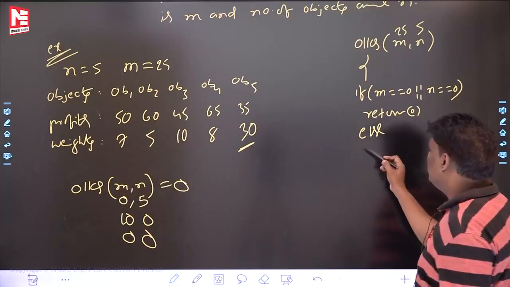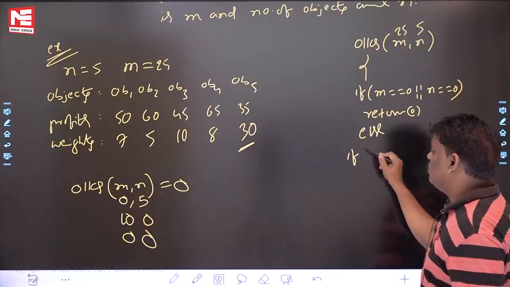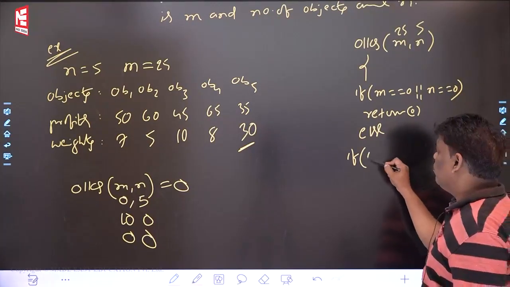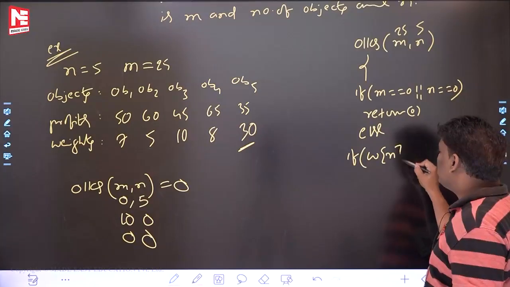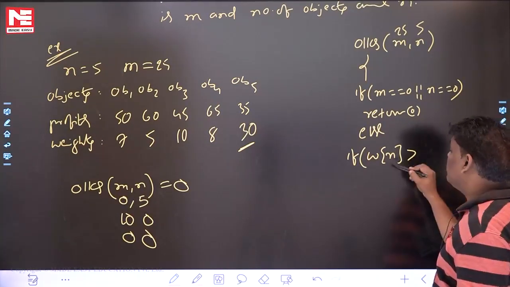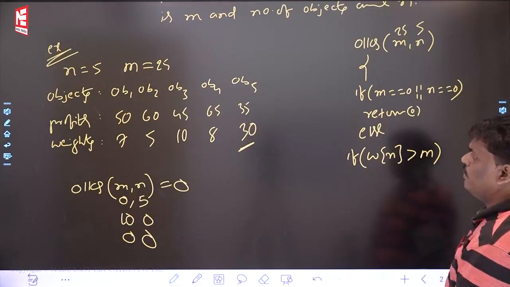See the case here. You came here means no one is 0. But see the interesting thing. If the weight of the nth object, which object are you at here? The nth object. If the weight of the nth object is greater than the capacity, then what is the answer? You cannot take it.